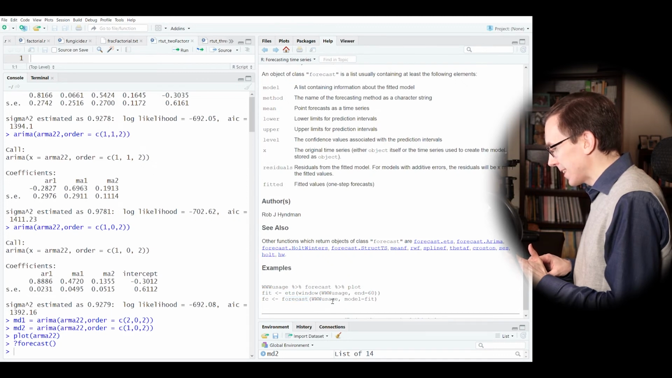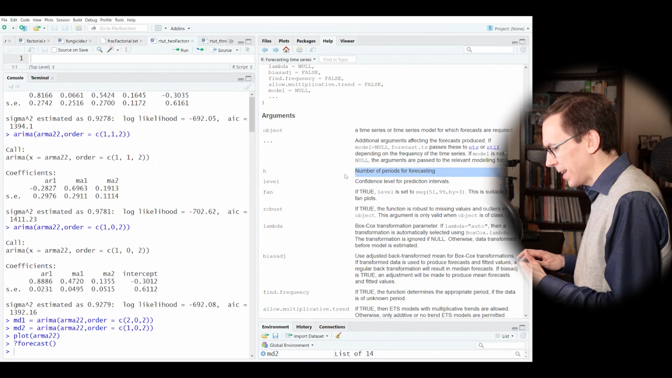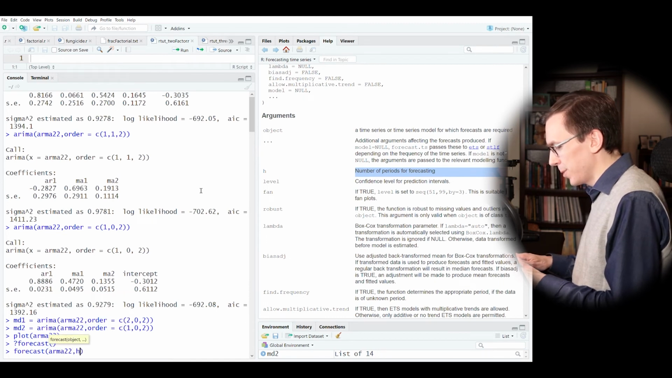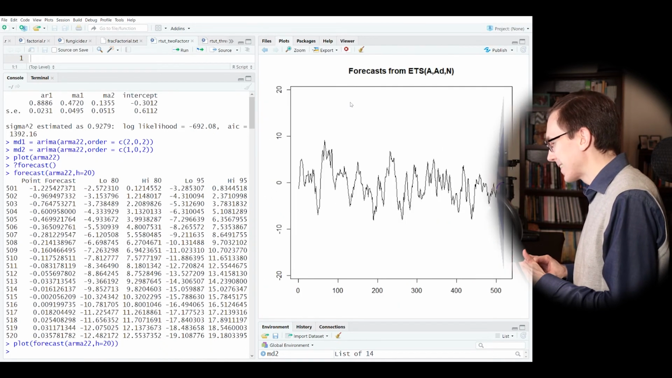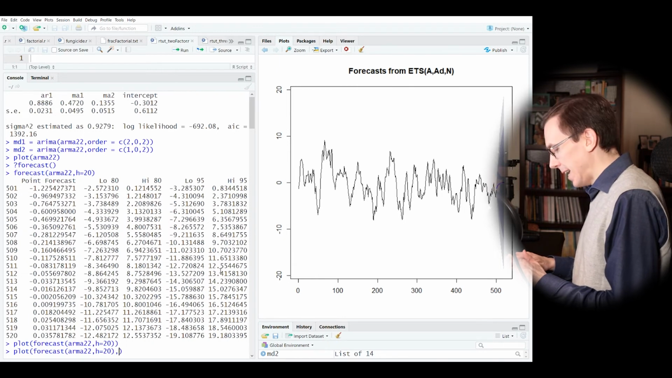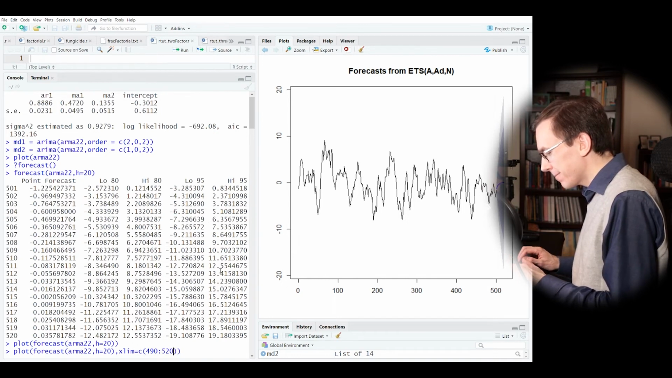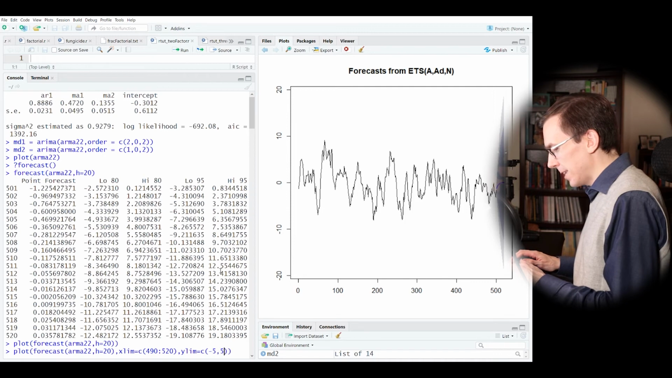But then what they do here is they basically say, use forecast, and I believe you can use H for the number of periods of forecasting. So let's try that. I believe it should give us a nice plot. ARMA 2, and we're going to say H is equal to, I don't know, 20. Oh, I didn't plot it. Let's see if this works. Yeah, that's what I was looking for. I have to tell it to actually plot my forecast. So let's zoom in here. We need XLim from about 490 to 520, and the Y limit looks like it's going to be between plus and minus 5. So let's try and zero in on that.